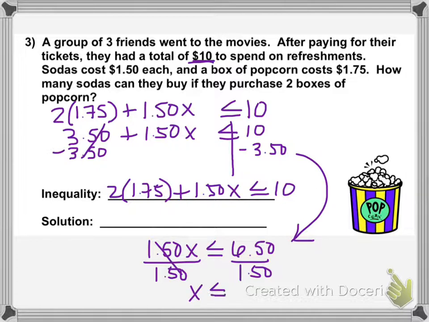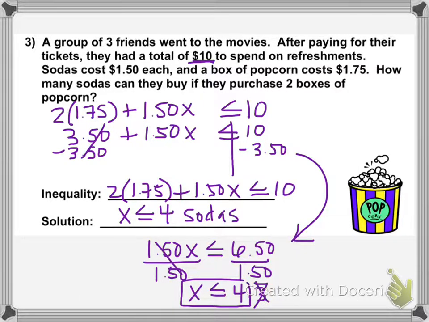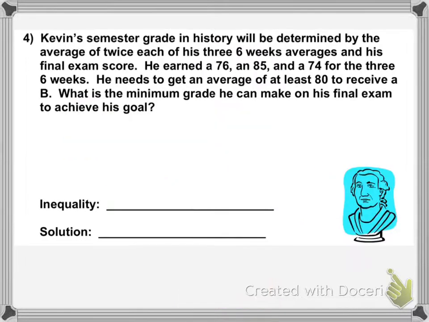We can get less than or equal to $6.50 divided by $1.50, which is about 4.3 repeating, or 4 1/3. I can't buy 1/3 of a soda, so as long as they buy less than or equal to, let's say, 4 sodas, then they'll be good. So they can get up to 4 sodas with the popcorn under $10.